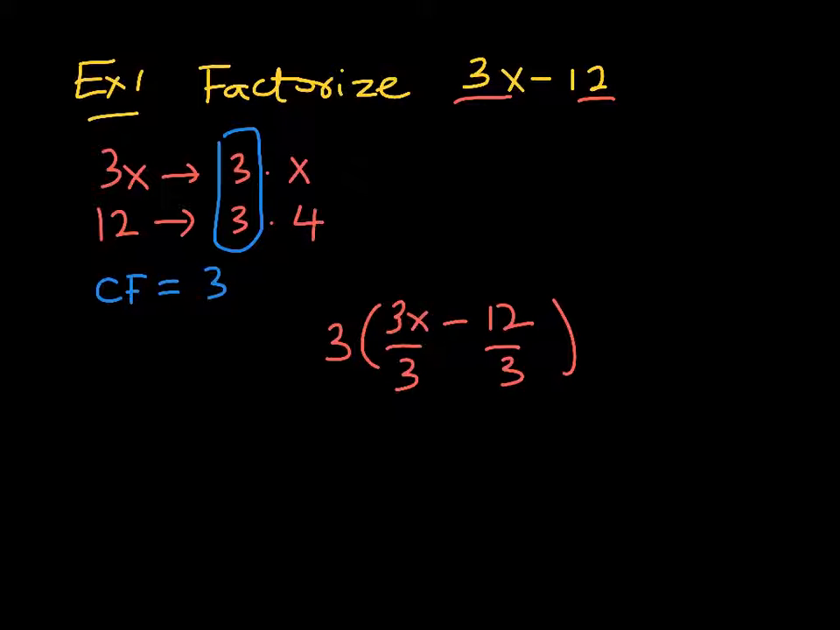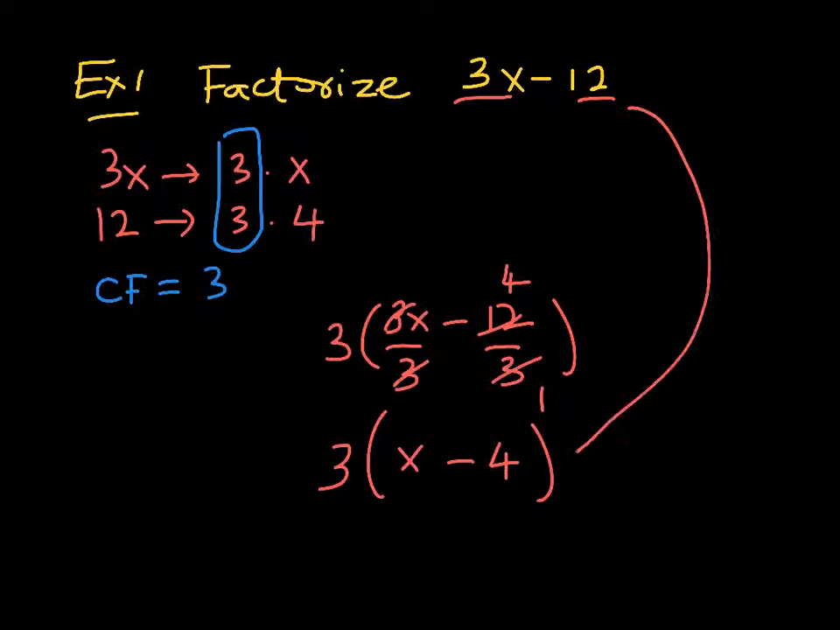Okay, so next step, you want to cancel out what is common in the numerator and the denominator. So 3 is common, so we cancel out the 3. 3 here is 1, 3 there is 4. So what do we have left over? 3 into bracket x minus 4. So when we factorize 3x minus 12, what we have is 3 into bracket x minus 4. Remember, factorization is the process of introducing brackets into algebraic expressions.